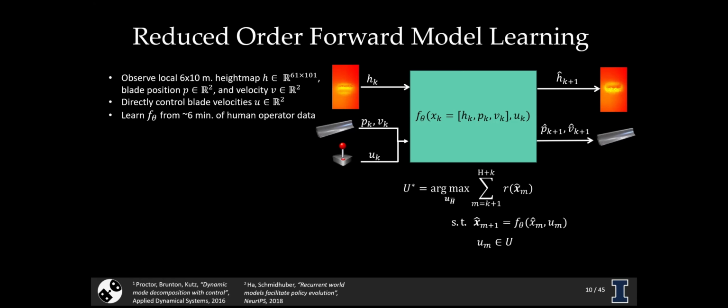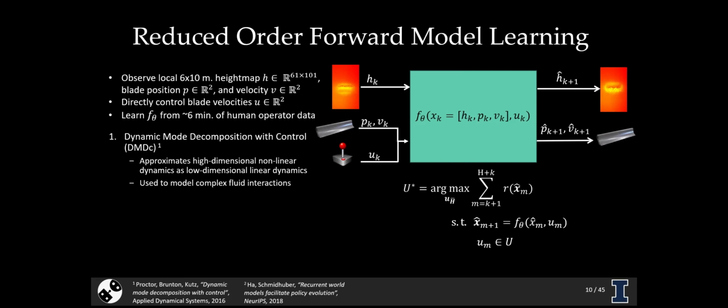And we're doing this in a reduced order forward model learning process. By reduced order, I mean that we're not modeling the evolution of every pixel to pixel. We're compressing things down into a lower dimensional space and then modeling the dynamics in that lower dimensional space. And there are 2 different methods that we use to test this idea.